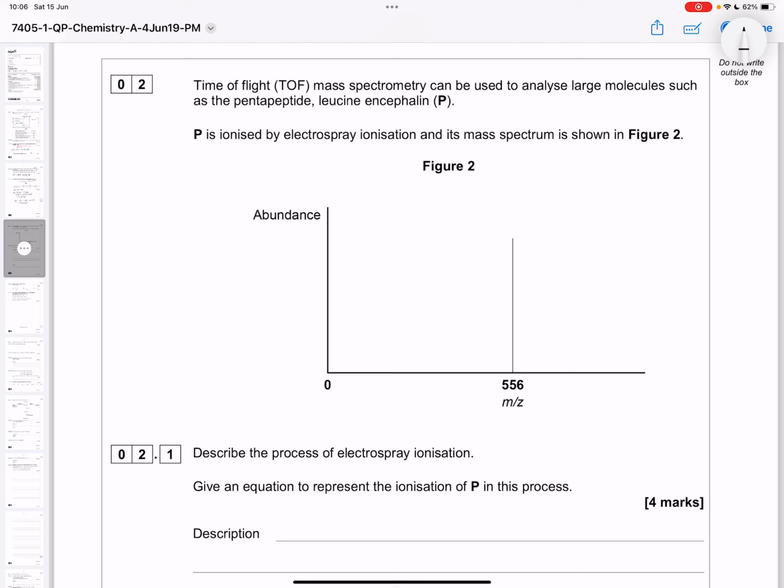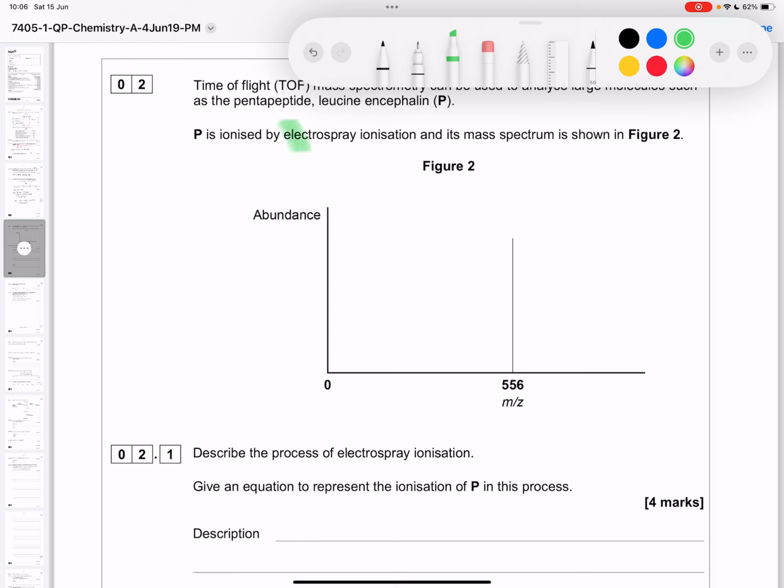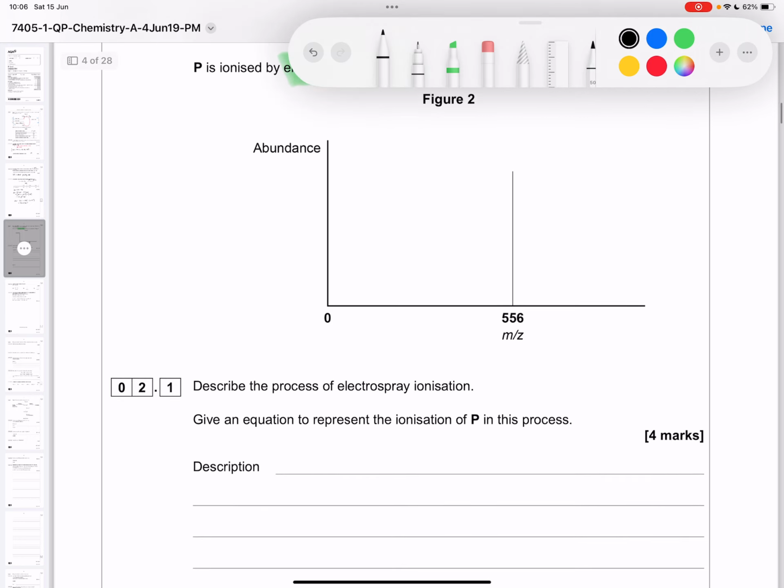Time of flight mass spectrometry can be used to analyse large molecules such as the pentapeptide leucine enkephalin. They're calling that P. P is ionised by electrospray. So remembering that electrospray doesn't knock off an electron, it adds a proton, and its mass spectrum is shown in figure 2. Describe the process of electrospray.